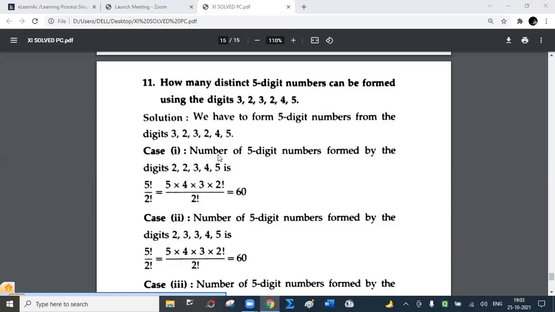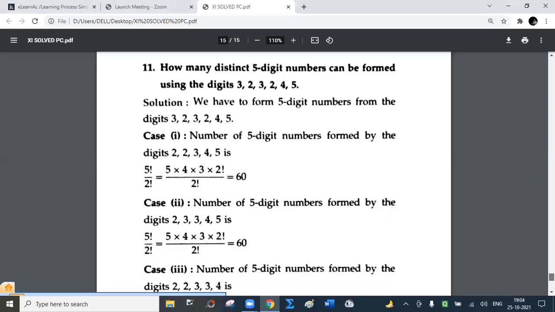First case, number of 5-digit numbers formed by the digits 2, 2, 3, 4, 5. Here 2 is repeated twice, so 5 factorial upon 2 factorial, that is 60. Second case, number of 5-digit numbers formed by the digits 2, 3, 3, 4, 5. Here 3 is repeated twice, so it is again 5 factorial upon 2 factorial, which is 60.